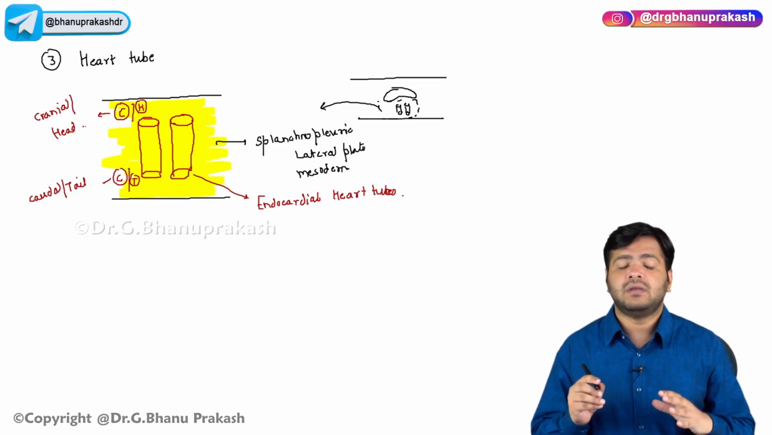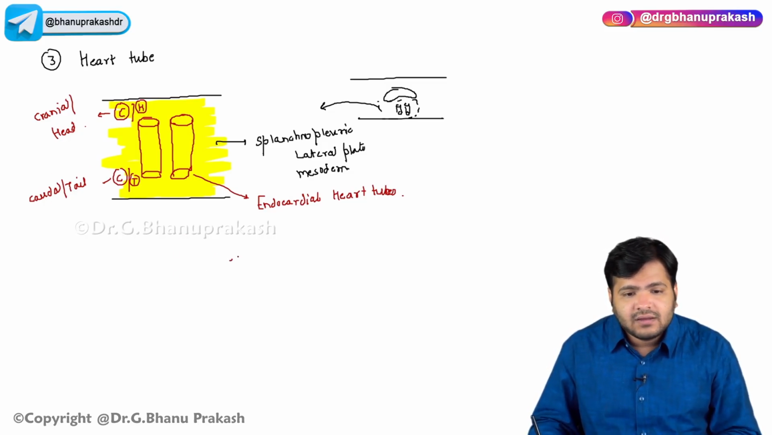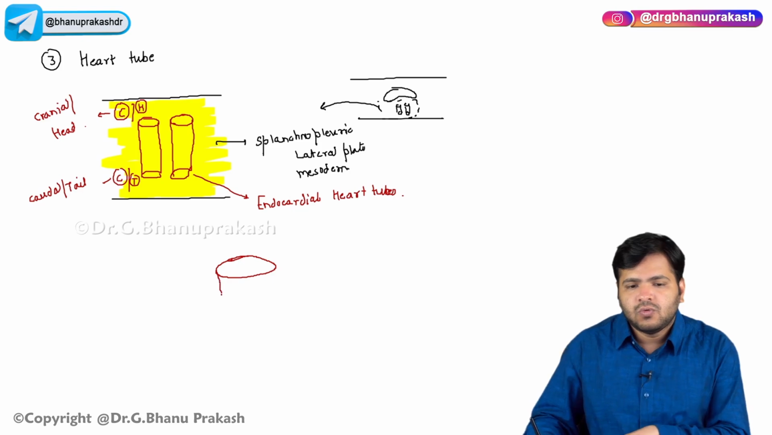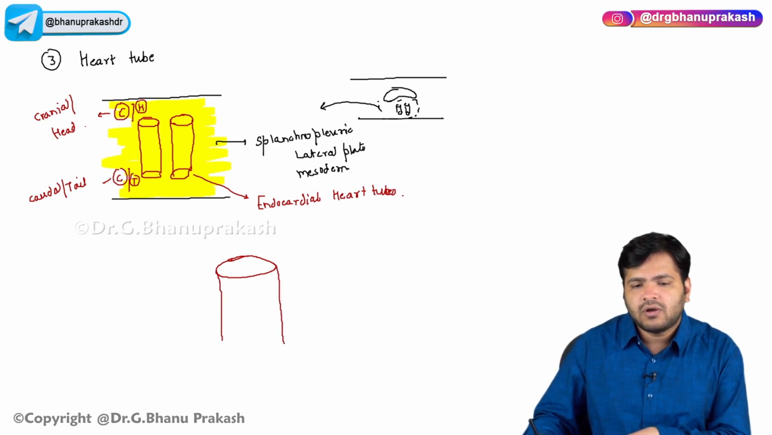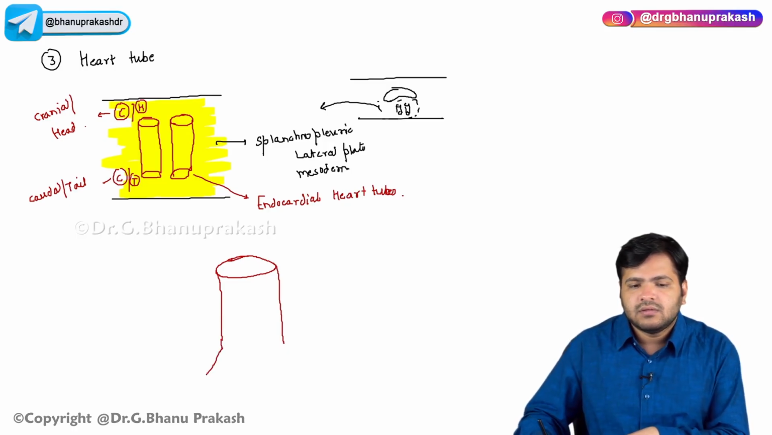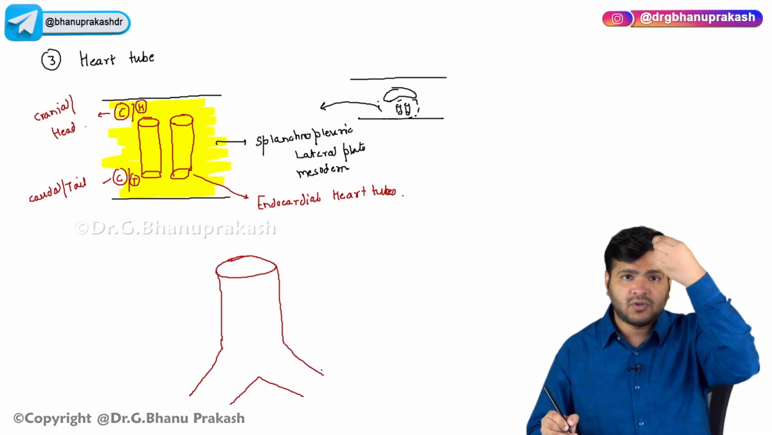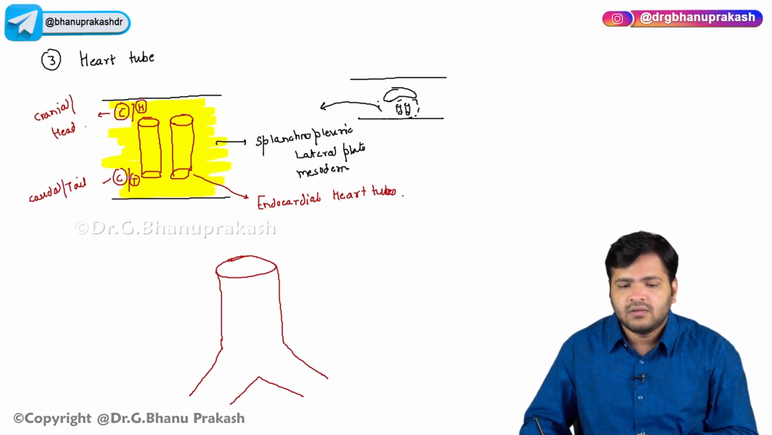Now what will happen? These two heart tubes will be fused at the cranial end, but towards the caudal end they are still not fused. They start fusing from the top, go below, but they are not fused at the caudal end.